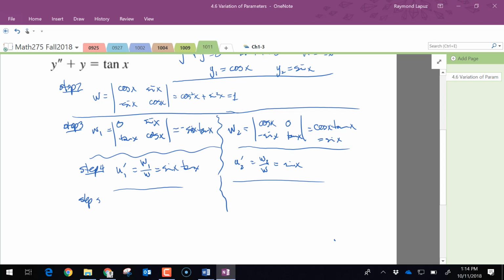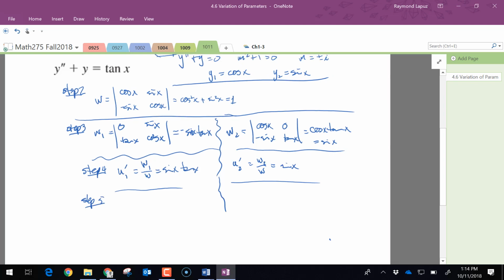Step 5, we find u1 by integrating sine x tan x. Oh, I forgot the negative again. Thanks.